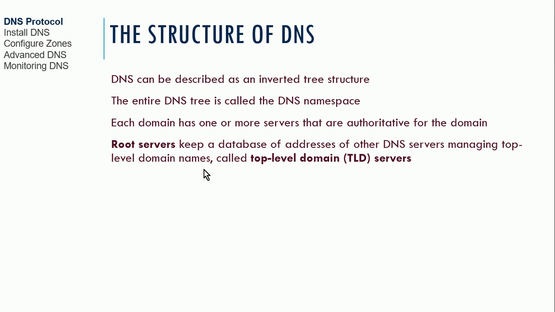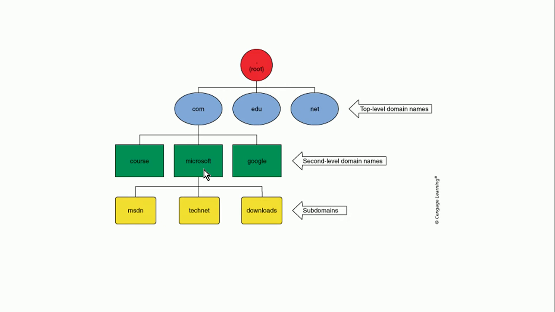Root servers are the database of addresses or other DNS servers managing top-level domains. So top-level domains are things like .com, .org, and so forth, which you're probably familiar with. So this is roughly the hierarchical structure that you would see in DNS.